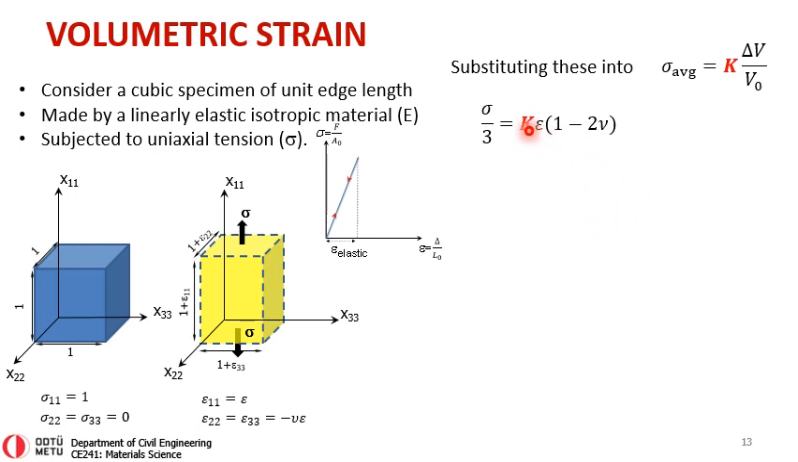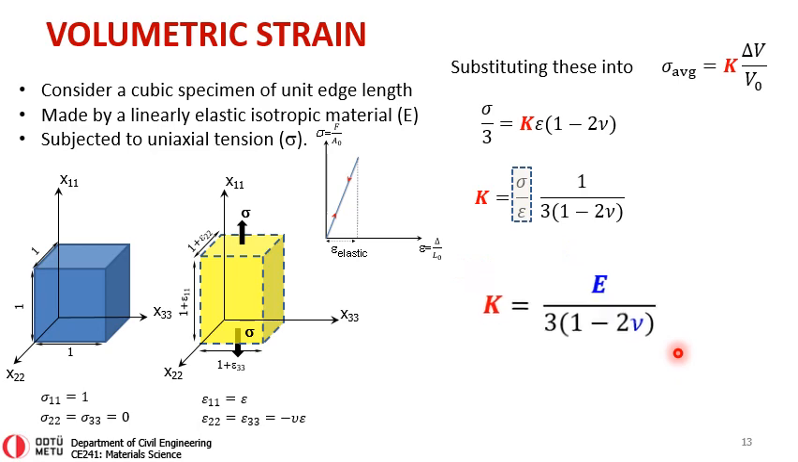Look now, if we were to express K in terms of sigma and epsilon, we can rewrite this equation and take epsilon down here and 1 minus 2 nu down here. We can write sigma over epsilon times 1 over 3 times 1 minus 2 nu. Hey, who remembers this? Sigma over epsilon, for a linearly elastic material, is the modulus of elasticity. Therefore, this equation can be written as K equals E divided by 3 times 1 minus 2 nu.